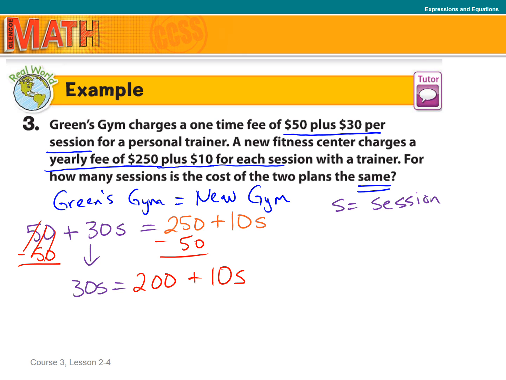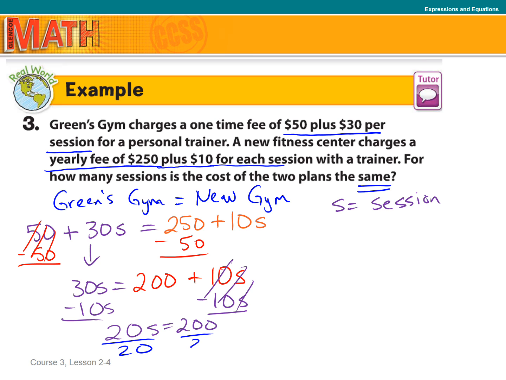Now I'm going to move the 10s, combine it with the 30s. I'm doing the opposite of addition, which is subtraction. Okay. I'm left with 30 minus 10, which is 20, s equal to 200. Next step, divide by 20. I'm left with s is equal to 200 divided by 20.